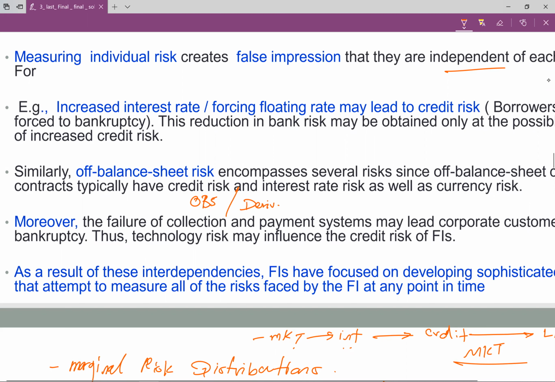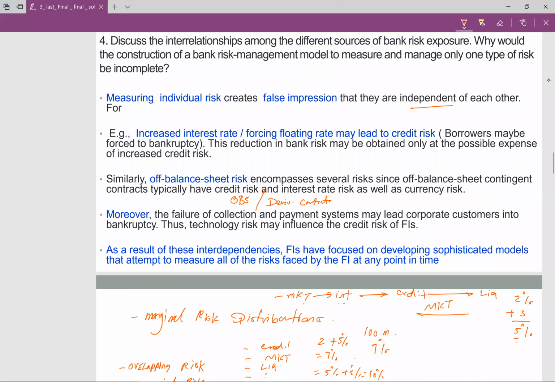Now, derivative contracts: we have contracts for hedging credit risk, hedging interest rate risk, and hedging market risk. All of those are actually a combination of the off-balance sheet. So when someone tells me they're measuring the off-balance sheet, you have to measure all those risks. You have to take the marginal risk when you calculate the off-balance sheet risk.